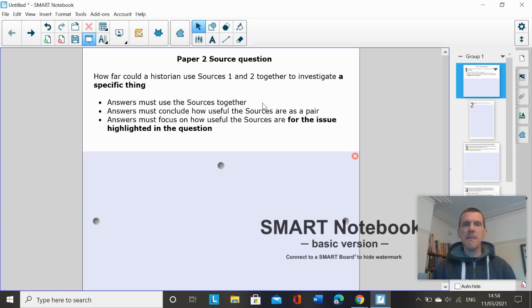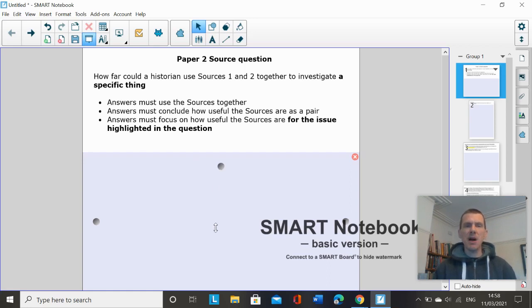In your answers, you must use the sources together. You must conclude how useful the sources are as a pair. This is not a question asking you which source is more useful or valuable out of the two. It's asking about their usefulness or value together. And you must focus on how useful the sources are for the issue highlighted in the question. It's no good saying this source is really useful for something else, nor do they want to know in general terms how useful this type of source would be.